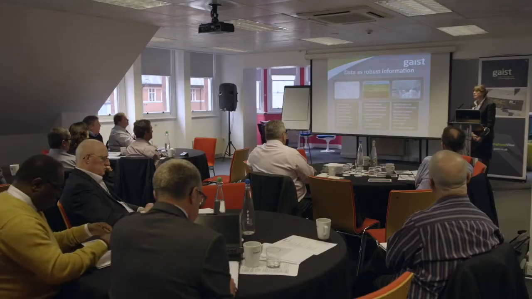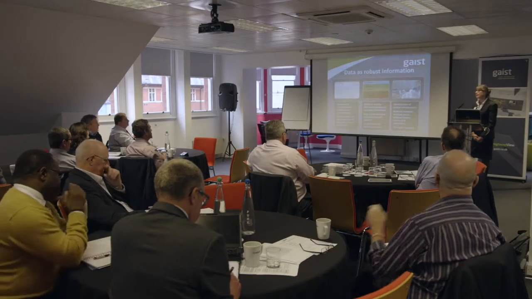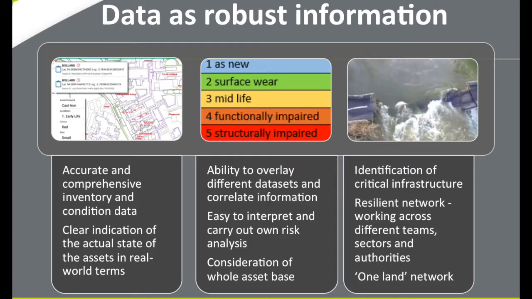So I've just done some examples really of data acting as robust information. And clearly an accurate and comprehensive inventory and condition data is a very good starting block. And that has to be the indication of the assets as they are in the real world, and the ability to overlay different data sets and correlate information. So we had a query about a BID area, for example, or high levels of footfall. And from that, to be able to carry out and make your own risk assessments, because after all, it is about your own local context.